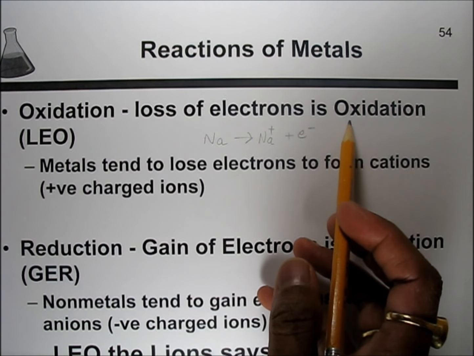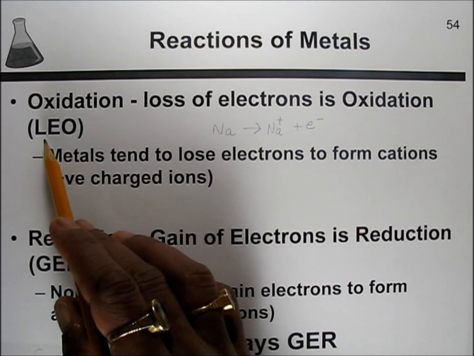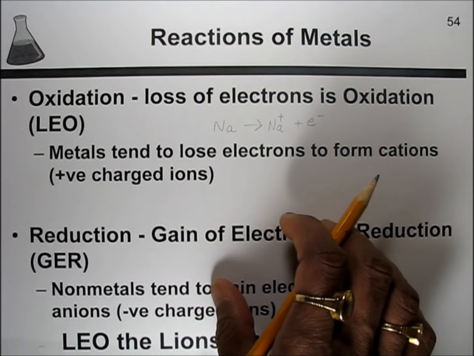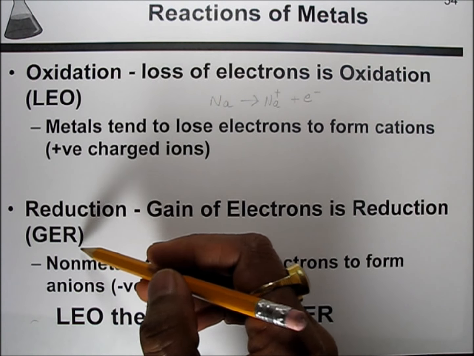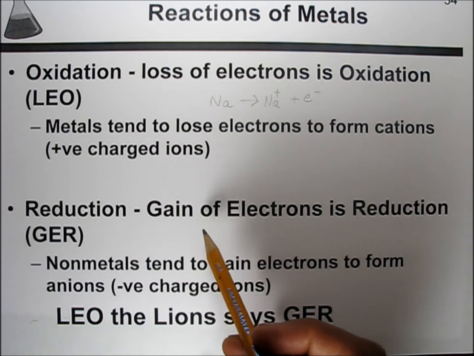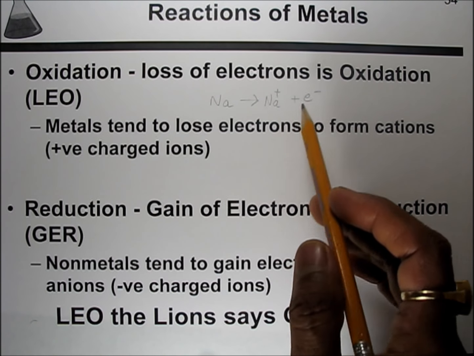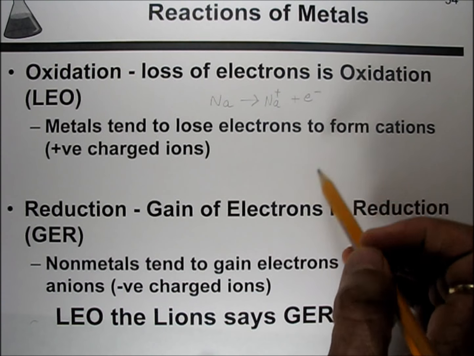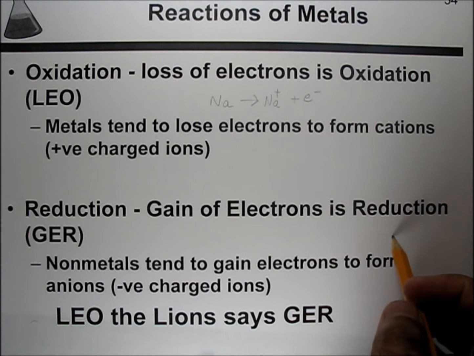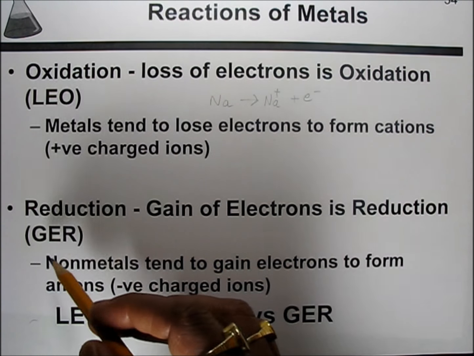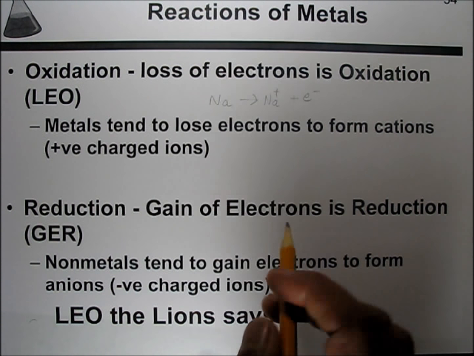So loss of electron is oxidation. We abbreviate it as LEO. LEO means loss of electron is oxidation. You can memorize it with this abbreviation LEO and GER, where GER means gain of electron is reduction. Whenever any metal loses electrons, the other species take those electrons, so the other species get reduced. GER comes from G for gain, E for electron, and R for reduction.